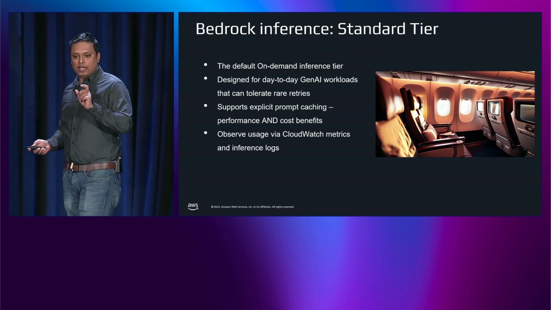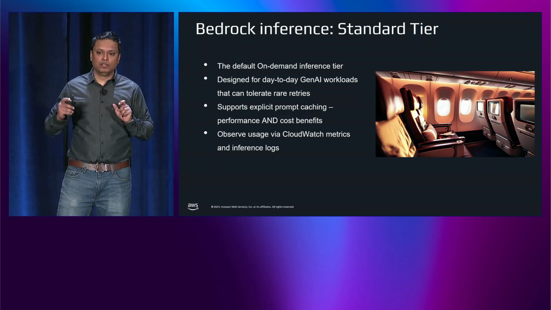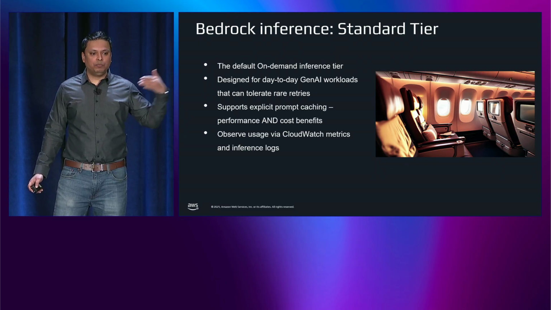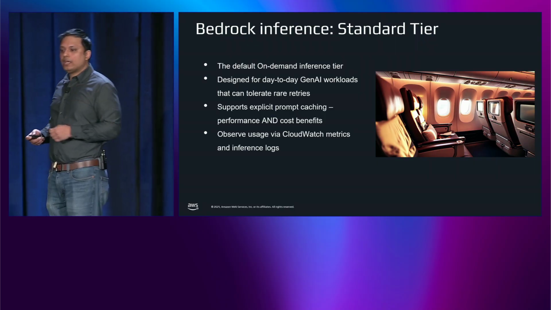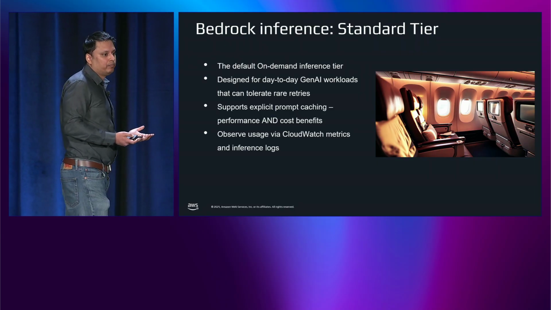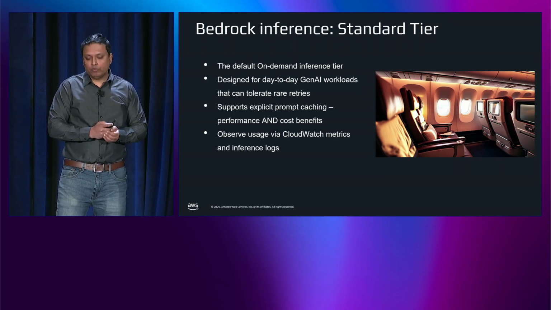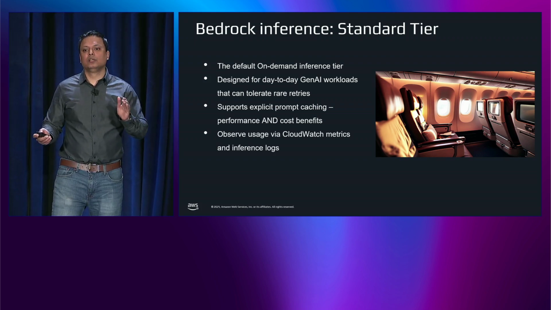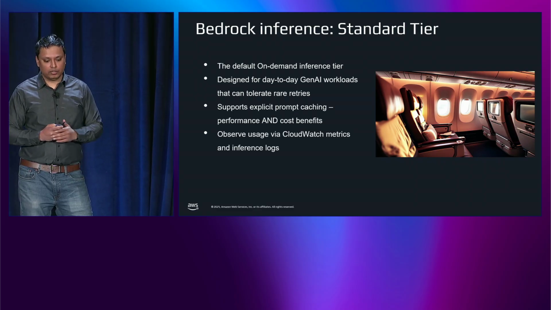Because your prompt is cached, it doesn't have to be processed on the GPU for the next request. That means you get much faster time to first token. Your input has already been processed. And because we don't have to use GPUs, we actually pass on the cost benefit to you. It actually comes at a 90% discount on your typical input token processing. So we wanted to make sure that this great benefit goes across all of the tiers. Explicit prompt caching is supported across all of the tiers.